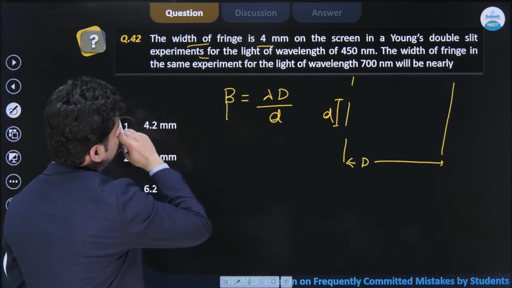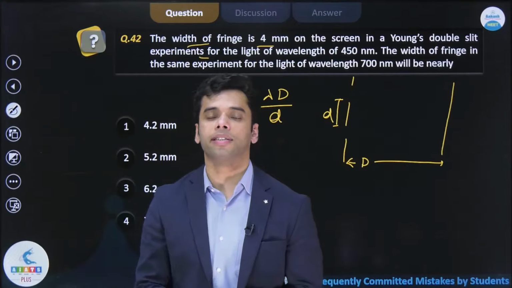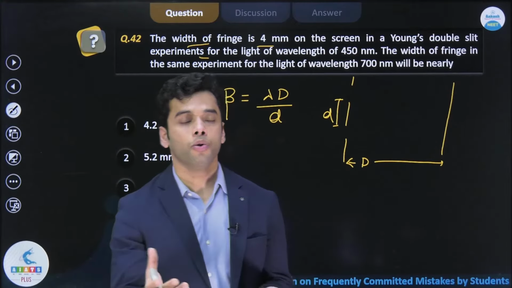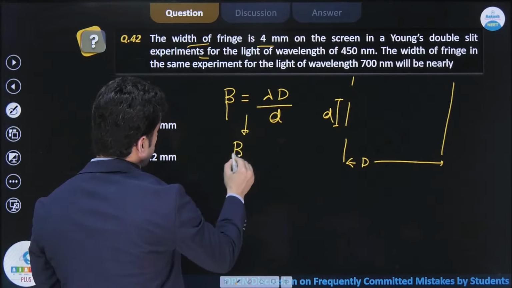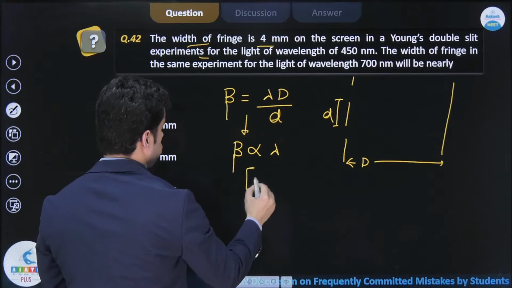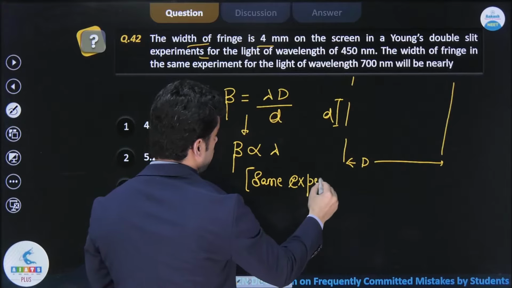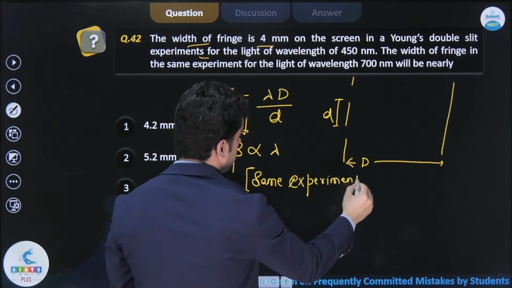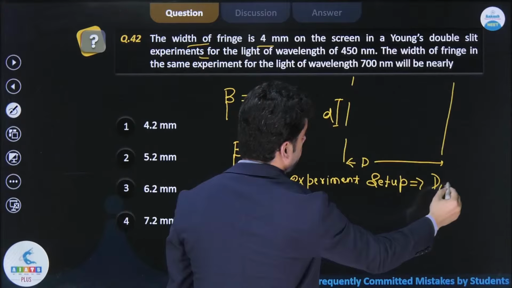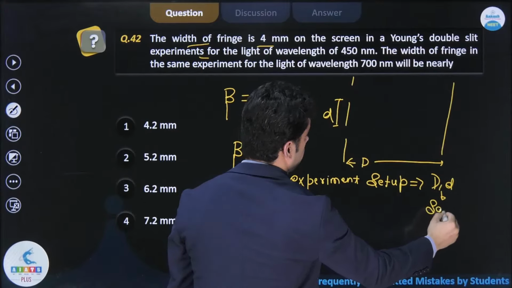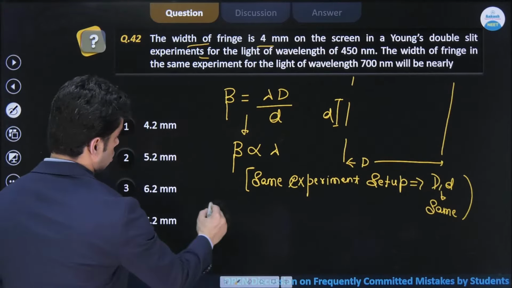So the width of the fringe is 4 mm when the wavelength is 450. In the same experimental setup you are changing the wavelength, and now you are asking how much the fringe width will become. By this expression I can say that fringe width is proportional to lambda, because you have the same experimental setup. That means D and d will remain the same. So just use the proportionality.